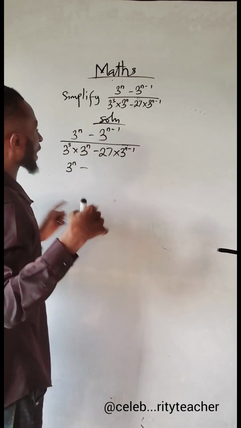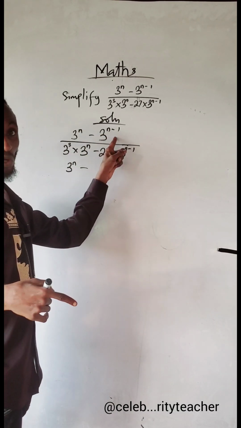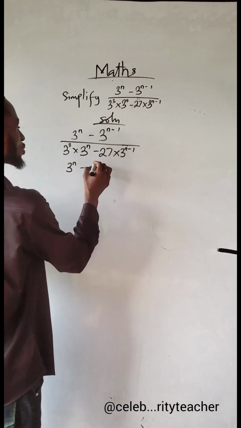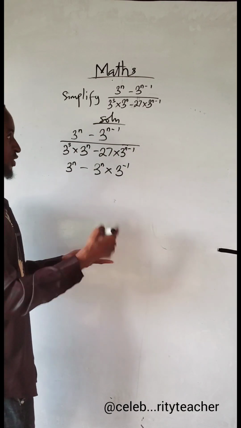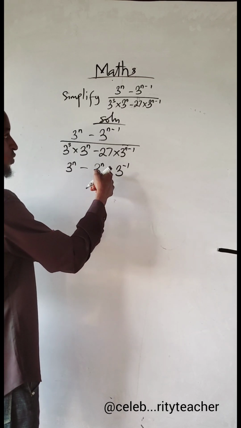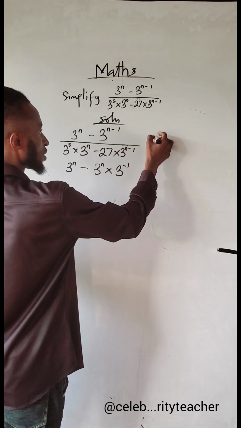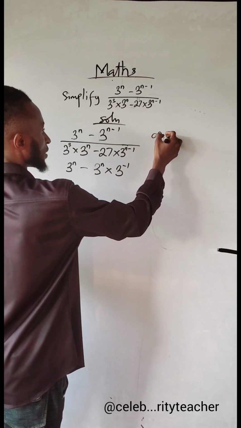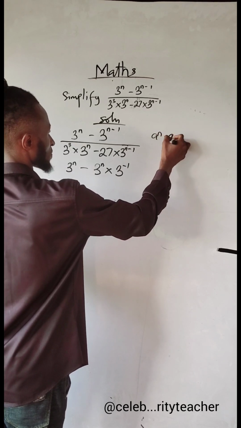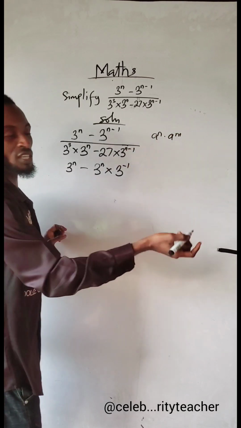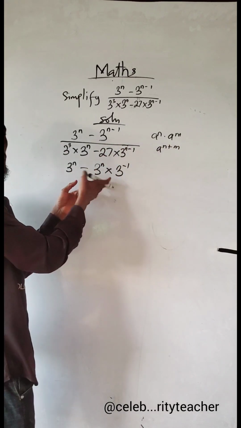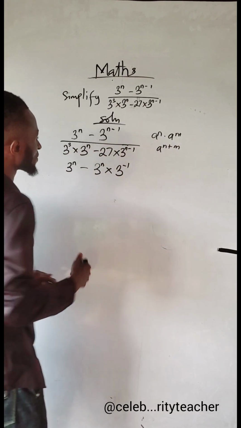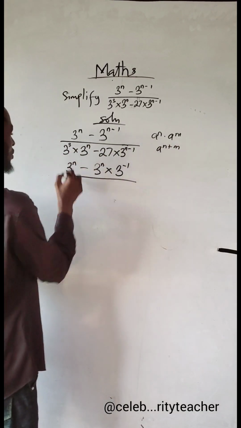Now if you reverse the multiplication law, this thing is going to look like this. Multiplication law, you understand? If you reverse it, this is going to look like this. The multiplication law says that when you have two values multiplying themselves and the bases are the same, all you need to do is take one base and then add the powers. That's what I applied, but in a reversed form. And then I have something like this. Then everything over, you bring this down.